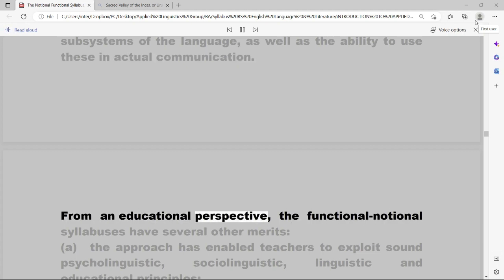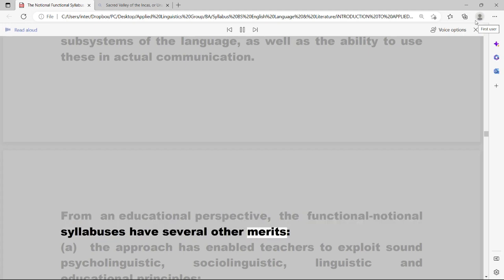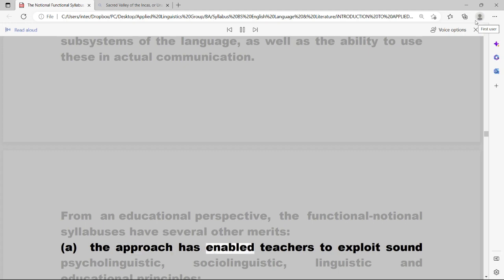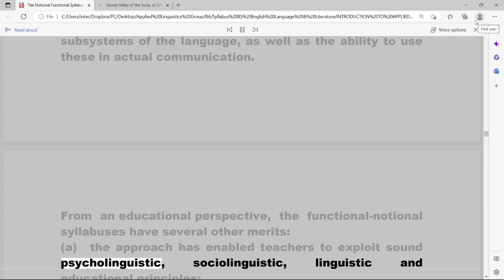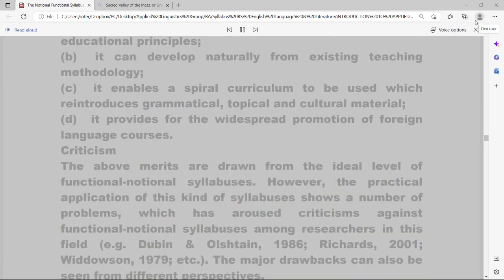From an educational perspective, the functional notional syllabuses have several other merits. A. The approach has enabled teachers to exploit sound psycholinguistic, sociolinguistic, linguistic, and educational principles. B. It can develop naturally from existing teaching methodology. C. It enables a spiral curriculum to be used which reintroduces grammatical, topical, and cultural material. D. It provides for the widespread promotion of foreign language courses.